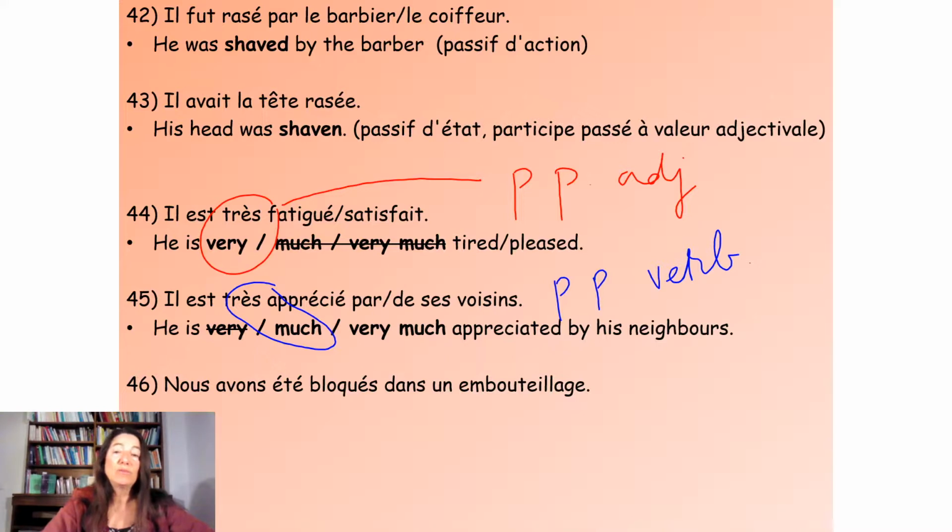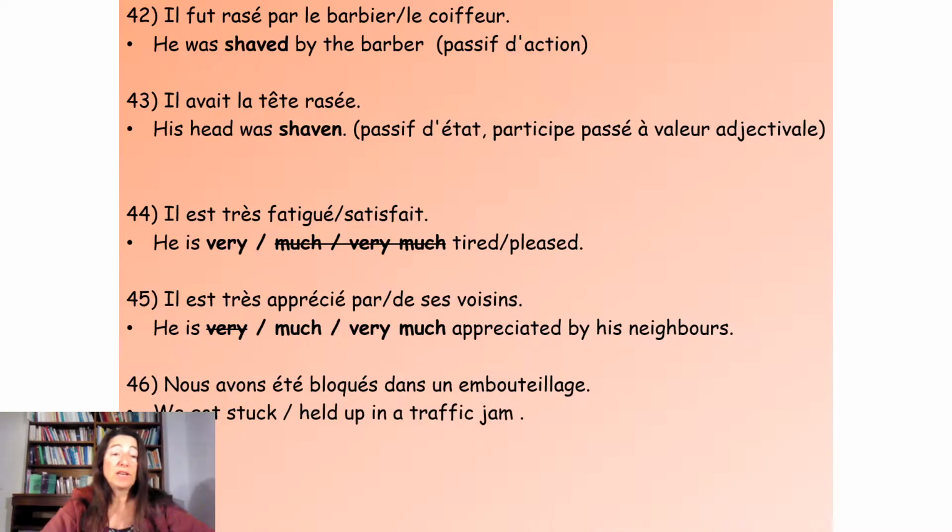Nous avons été bloqués dans un embouteillage. So we could translate this sentence by we were stuck in a traffic jam, and there would be a difference in meaning if we compare that sentence to we got stuck in a traffic jam. If you say we were stuck, you're expressing a state with be, whereas we got stuck, you're expressing the fact that there is a change in that state. Okay, so both be and get can be used with the past participle, and that still is a passive voice. And the passive voice with be expresses a state, and with get expresses a changing state, a change in state.